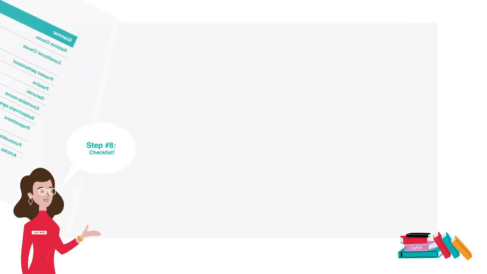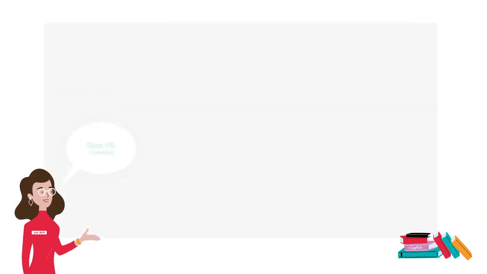Step 8. Checklist. Finally, when you're practicing your essay, you can use the following checklist to make sure that your writing contains the positive features at a Band 8.